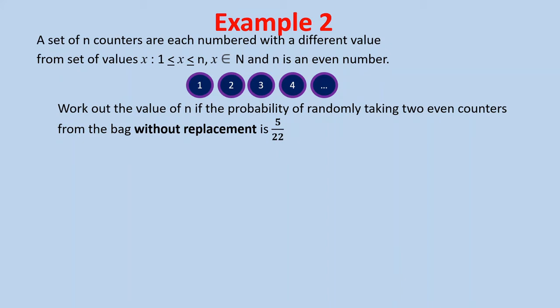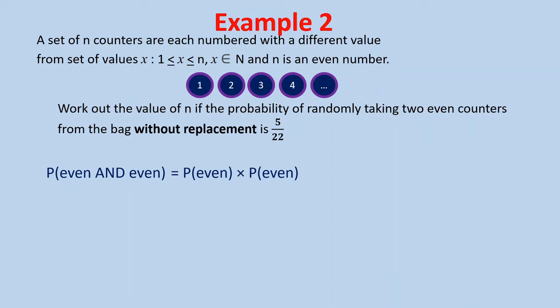If there were an odd number of counters, like 3 for example, there would be 1 even and 2 odds. But since there's an even number of counters, like 4 for example, there would be the same number of evens as there are odds. So we could say half of these counters are even, at least to begin with. But when we start taking even counters out of the bag, we'll start having fewer even numbers left in the bag than there are odd ones. So let's start setting up the probability of randomly taking 2 even counters.